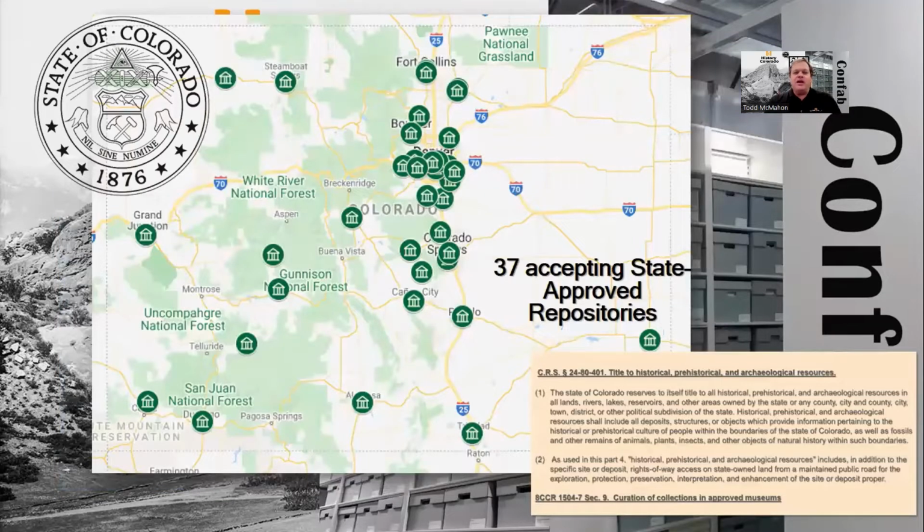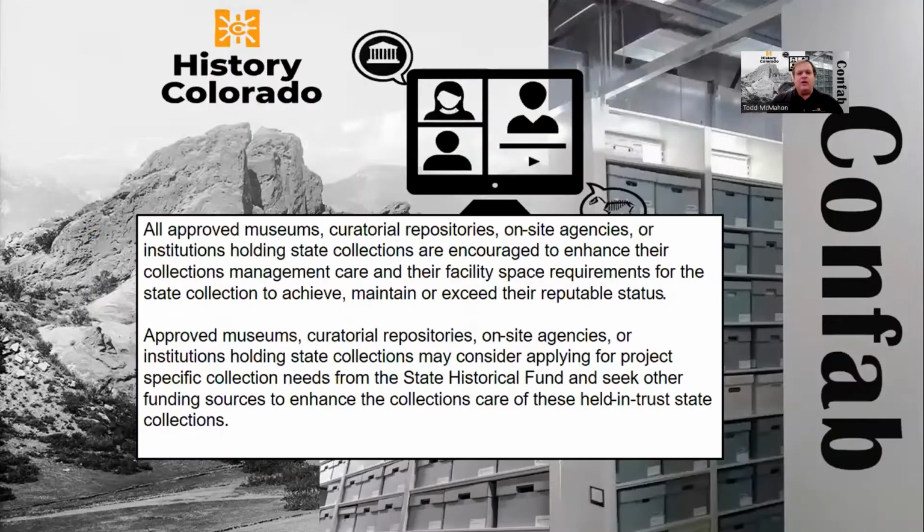As some of you may know, we have over 37 accepting repositories in Colorado, and those are reputable repositories based upon the Historical, Prehistorical, and Archaeological Resource Act of 1973, in which the state Colorado legislators declared that all archaeological and paleontological materials found on state, county, or city or any other local public lands belong to the state of Colorado. As such, through permitting processes, all collected materials have to go into reputable institutions, museums, or state-approved repositories. So that is our program.